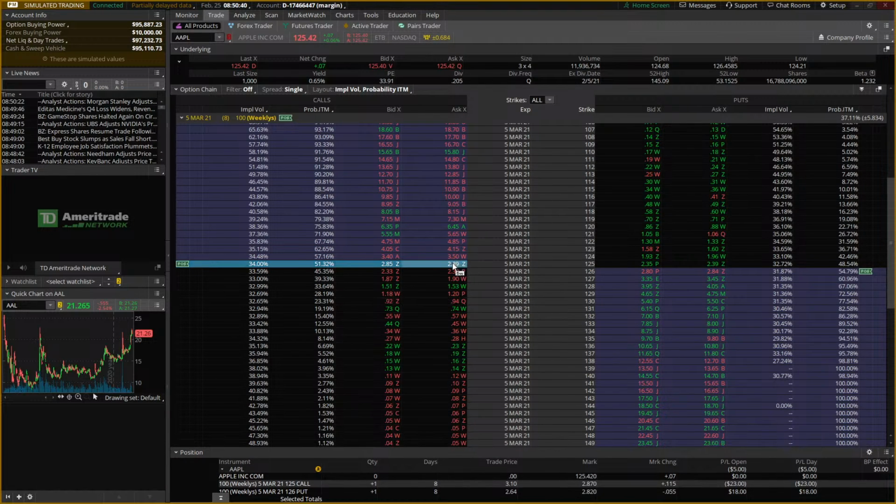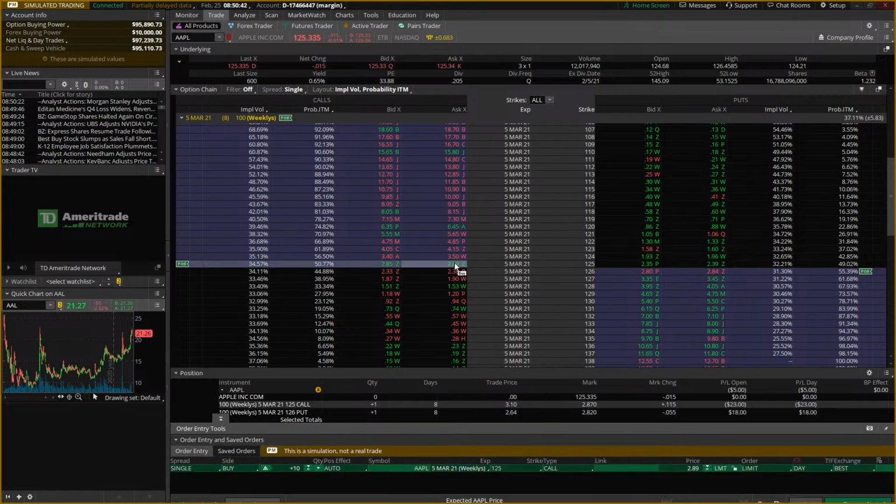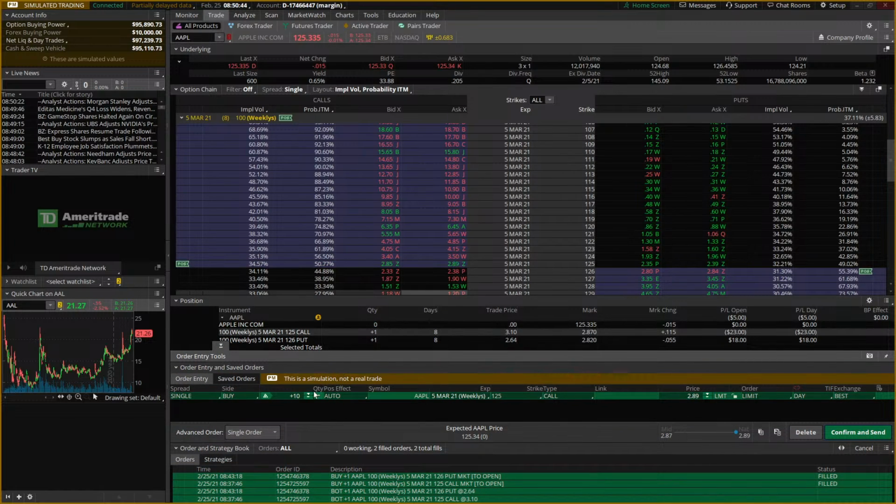Delete that. So you click on the ask price. I only want to do one because I'm not balling like that. This is paper money, so I could do 10, but I try to keep it realistic. So I'm buying a single contract. One for Apple. Expiring next week, 5th of March for $125 strike. It is a call.